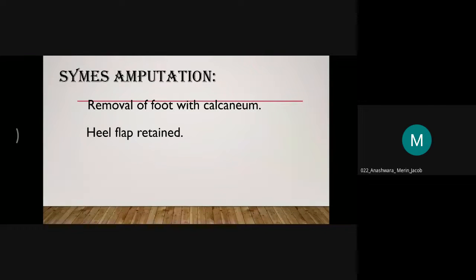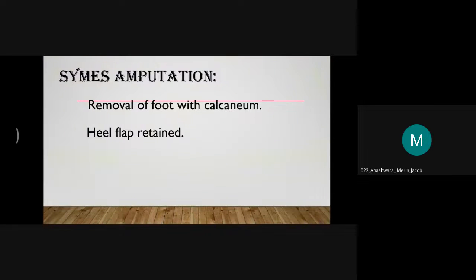Then Syme's amputation. Syme's amputation is a removal of the foot with the calcaneum. The calcaneum is removed. At the ankle joint we are doing a Syme's amputation, and the only thing retained is the heel flap. What does heel flap mean? At the ankle joint, there will be the tibia and fibula above. Below that we will have the talus. After that we will have the calcaneum, cuboid and navicular. Right?